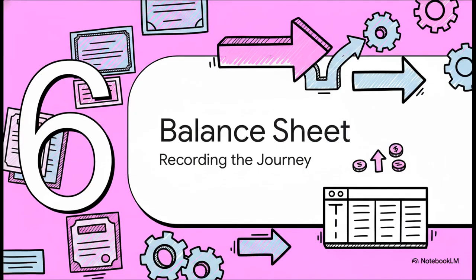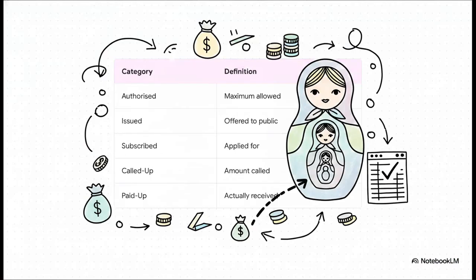Finally, part 6, the share capital balance sheet. Time to record the journey. I want you to think of these capital categories like Russian nesting dolls. Each layer perfectly fits inside the one above it. At the very top, we have authorized capital. That's the absolute legal ceiling of what the company is allowed to raise. Inside that is issued capital, the portion they actually offered to the public. Inside that is subscribed capital, the amount the public actually applied for. Out of that, we get the called-up capital, which is the installment money the company has explicitly asked for so far. And finally, sitting right at the core, is paid-up capital.